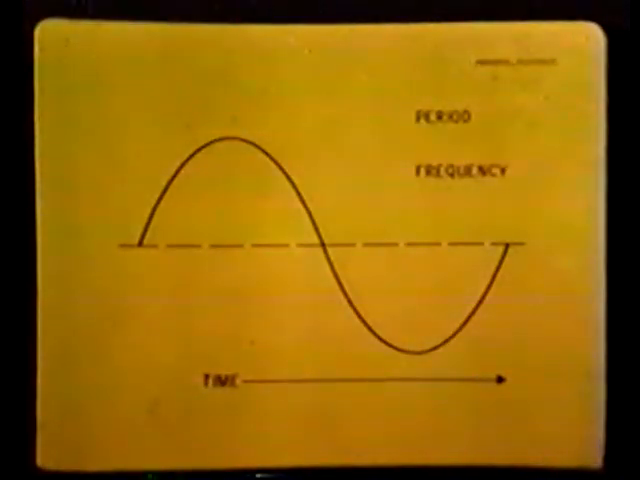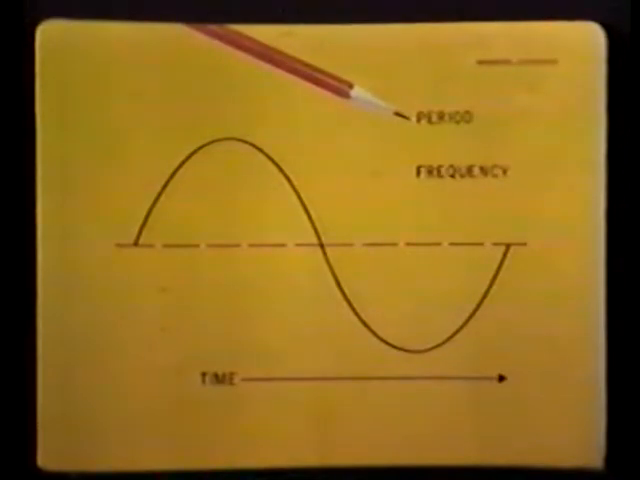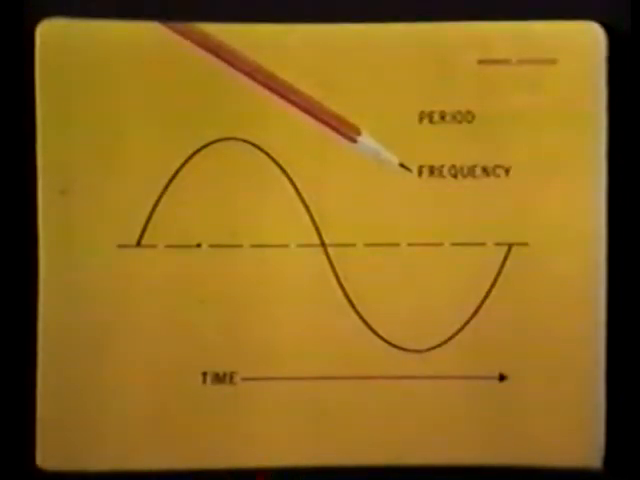Now that you have the concept of a cycle, let's consider the terms period and frequency, and their relationship to time. Period is the time required for something to move through one complete cycle, the unit of time normally being the second. Frequency is the number of cycles completed per second.